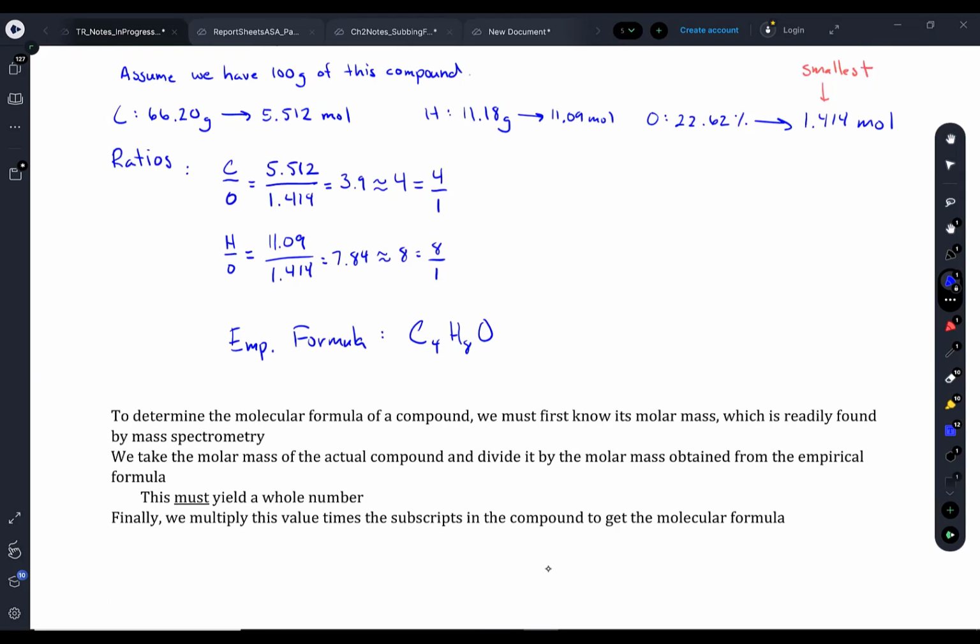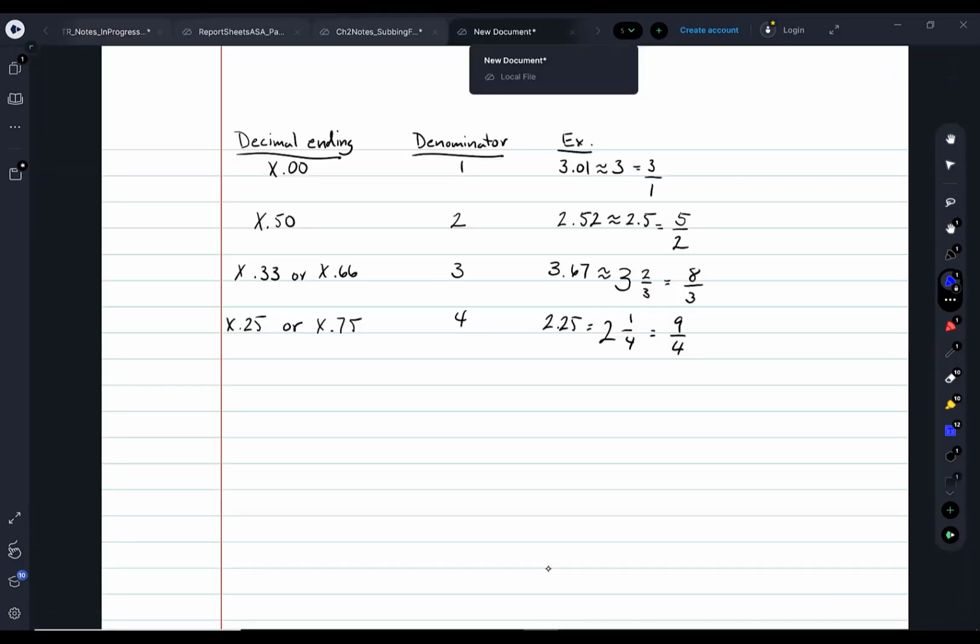Now, I'm only going to give you ratios where the denominator is 1, 2, 3, or 4. I won't give you any others. So let's take a look at some potential examples here.